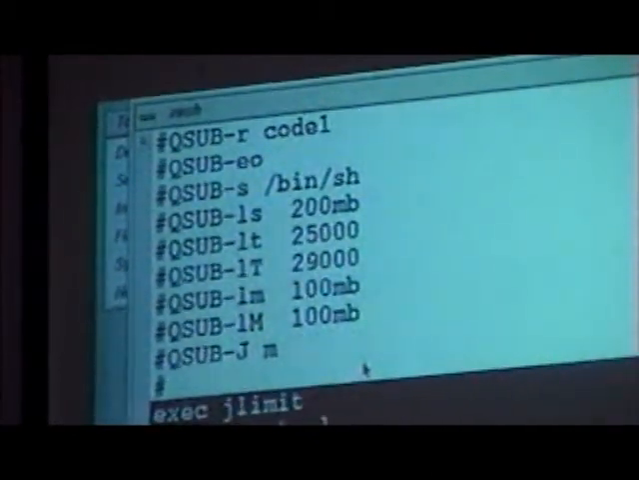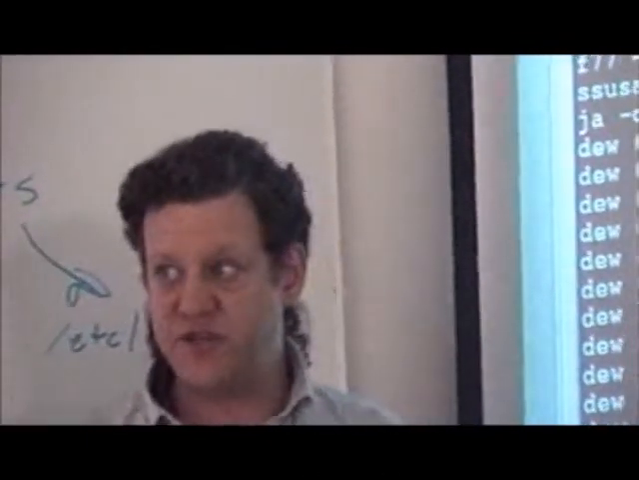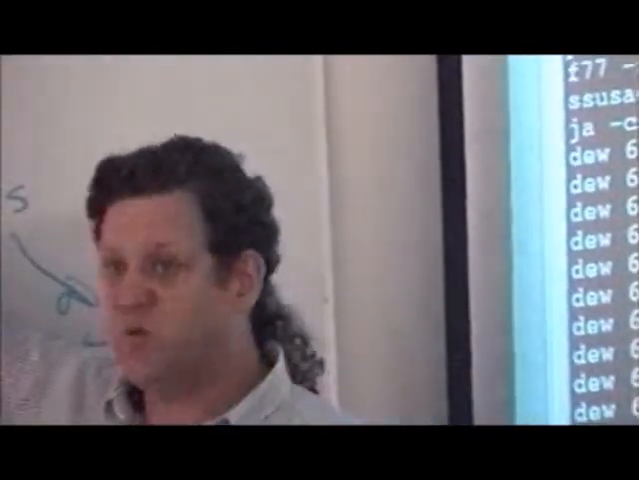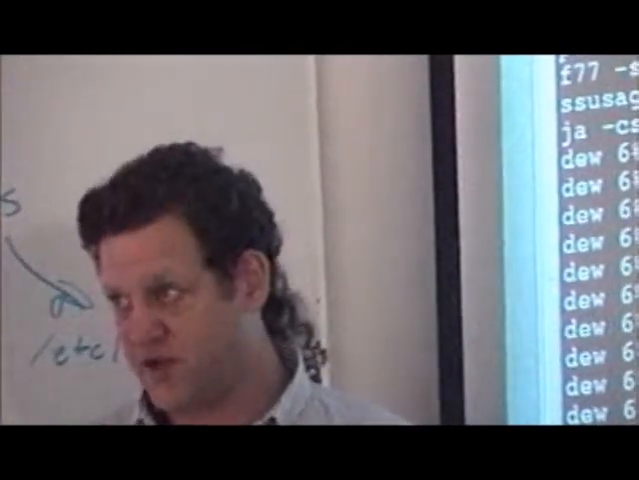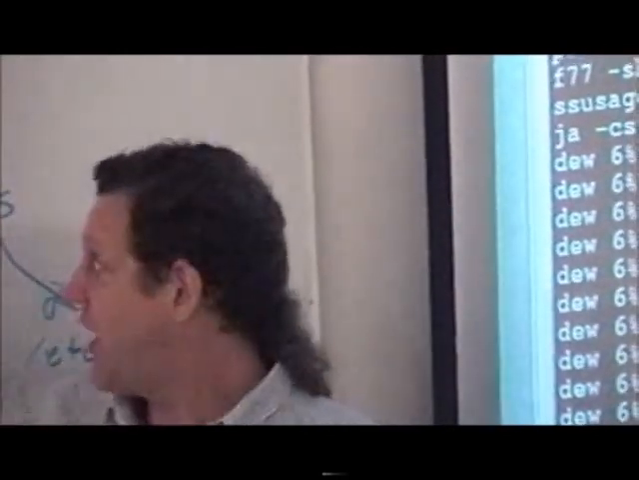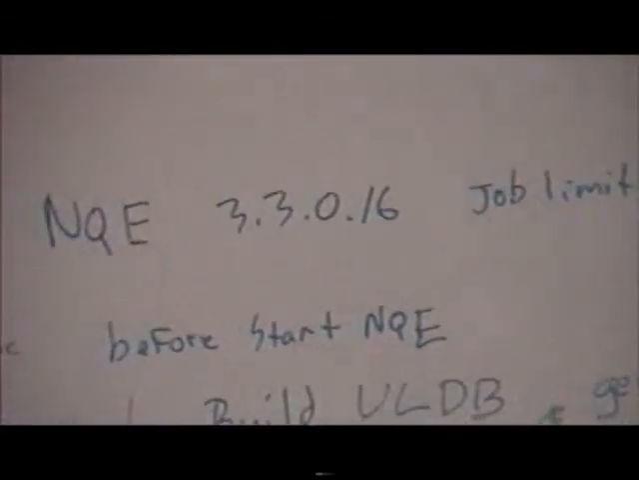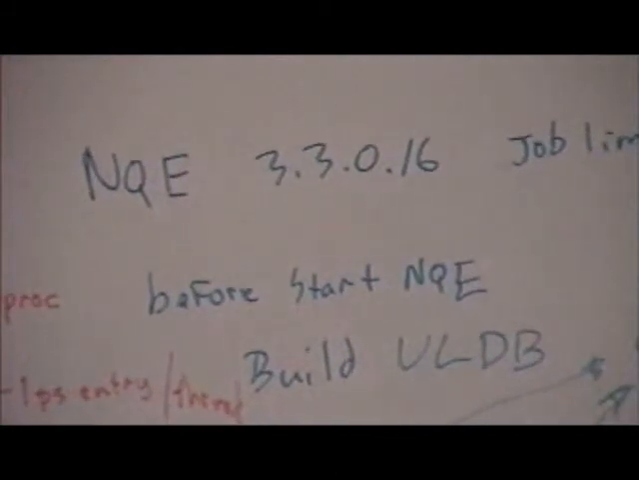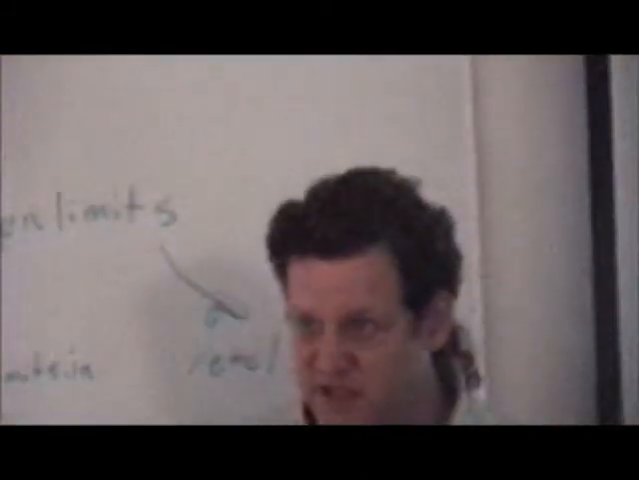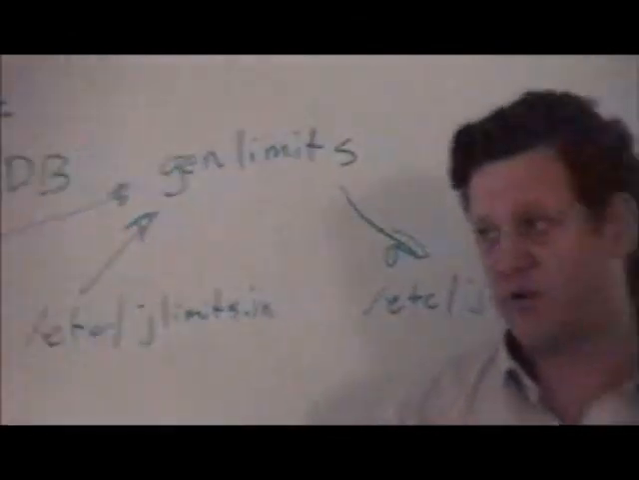Now, older NQE did the kill. What I'm trying to do this week is get NQE 16 working so that the kernel does the kill. So prior to NQE 16, at 15 and earlier, it would PS and look at all the processes there and say, oh, this one's over CPU time, and then it would send a kill signal from the NQS daemon to that particular process.